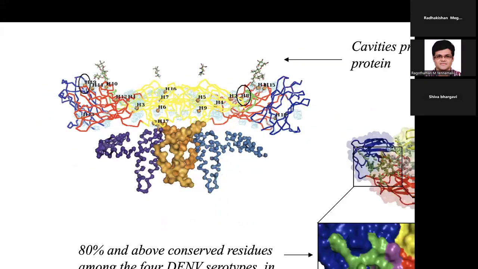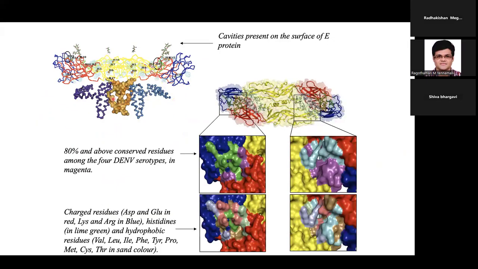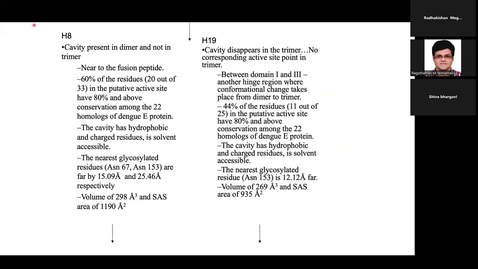So, what is the distance between these glycosylated residues and the center of mass of this cavity? It was about 15 angstroms and 25 angstroms away. So, asparagine 69, asparagine 155, 153 are all the glycosylated residues. Volume is 298 angstrom cube and the solvent accessible surface area is about 1190 angstrom square.